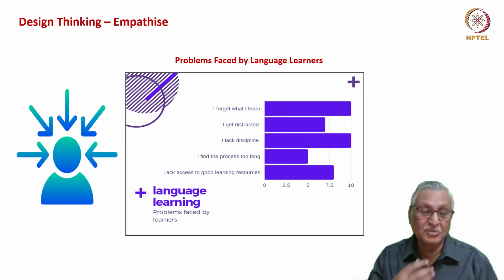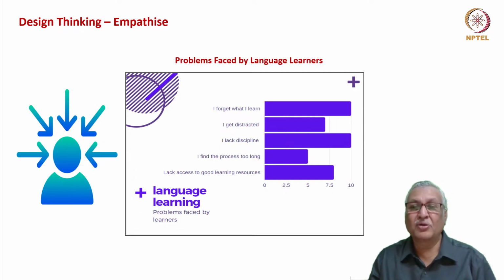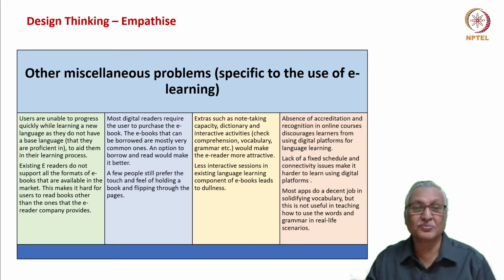So, the team applied design thinking. What are the problems faced by language learners? Based on the survey, they found that these are the common problems. I forget what I learned. I get distracted. I lack discipline of learning. I find the learning process too long, and I lack access to good learning resources. So, people need something additional in terms of language learning so that these problems can be overcome.